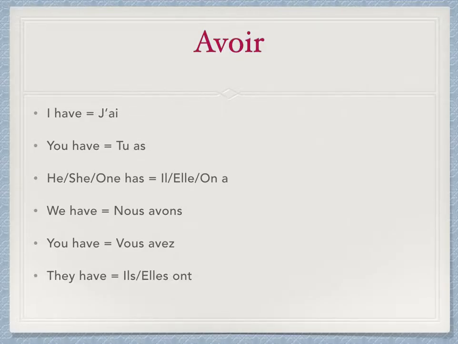And then finally, they have, ils, elles ont. There's yet another liaison here. All 3 plurals on avoir use liaison. It's especially important on they have because that liaison is the main thing differentiating between they have and they are. So here we have ils ont, elles ont. That liaison forms that Z sound in the middle, and that's going to be extremely important.